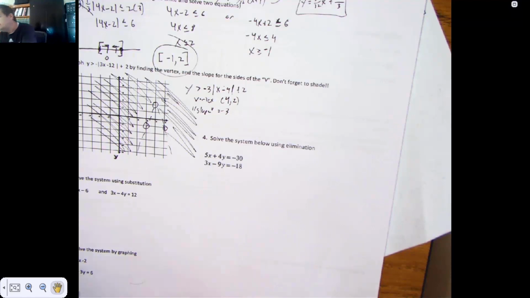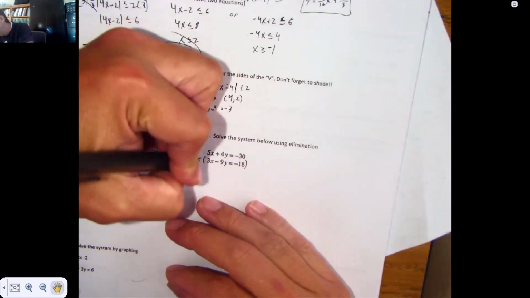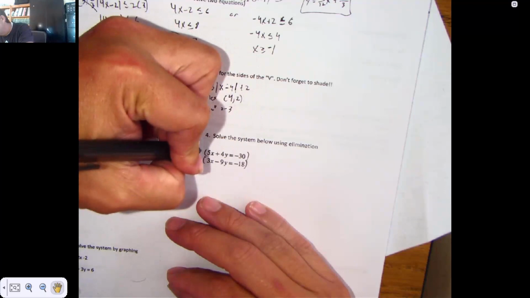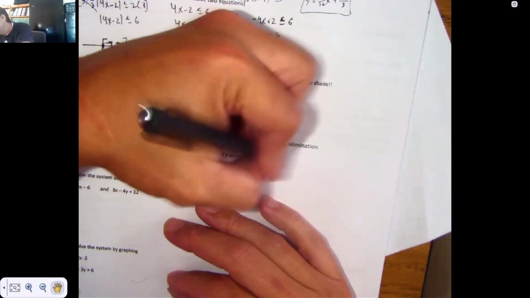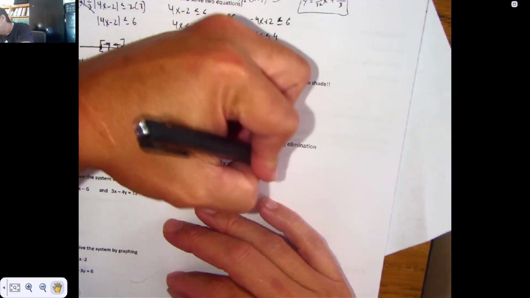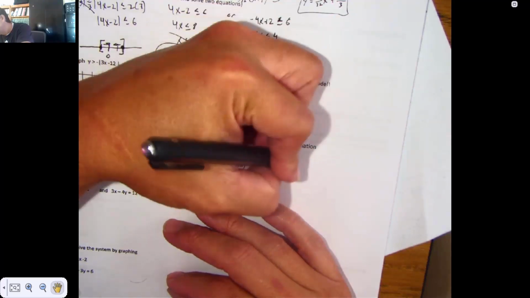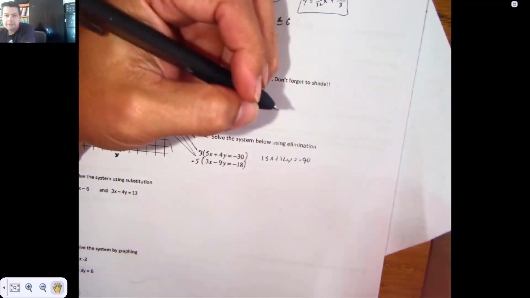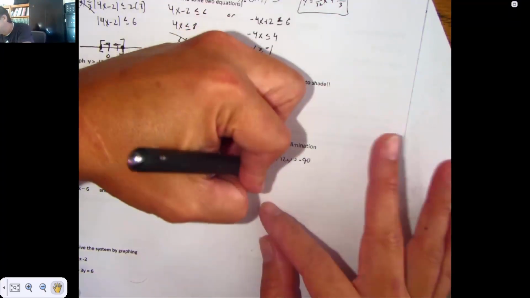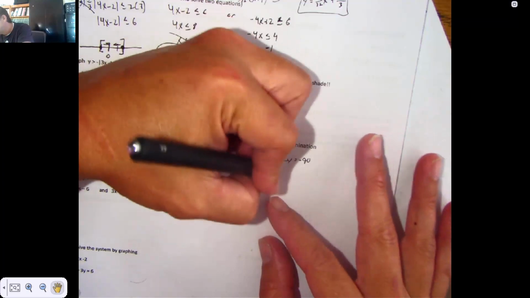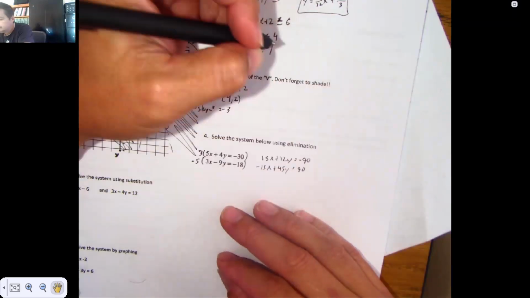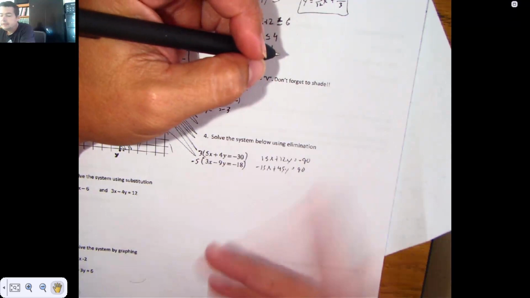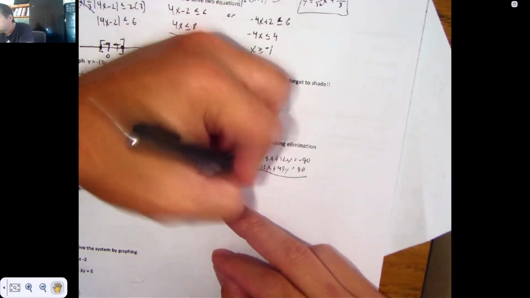I would most likely multiply the bottom by 5, and I would probably multiply the top by 3. I'm actually going to multiply the bottom by -5. So if I multiply the top by 3, I'll get 15x plus 12y equals -90. And if I multiply everything on the bottom by -5, I'll get -15x plus 45y equals +90. Now the reason I used the negative was so that I could add as opposed to subtract. That's why I did it.